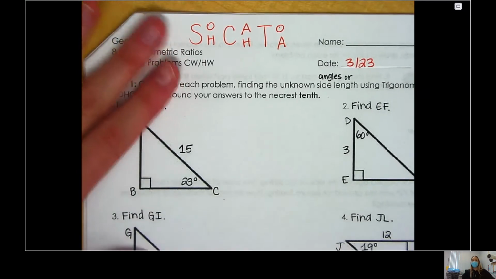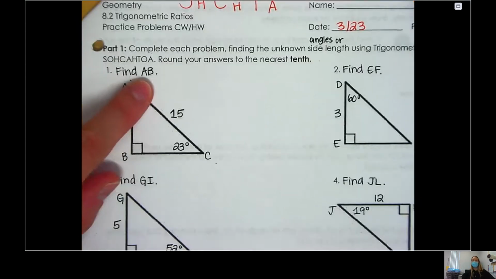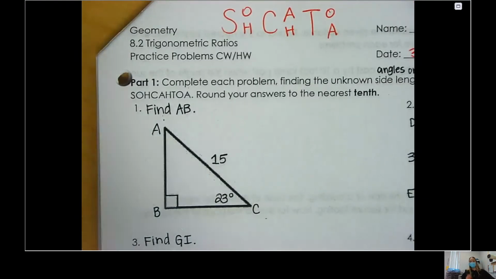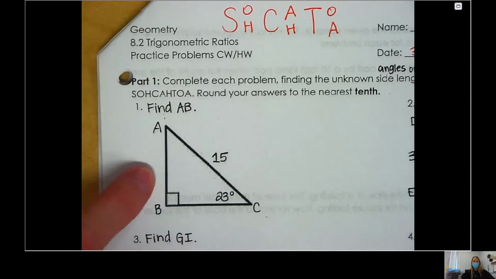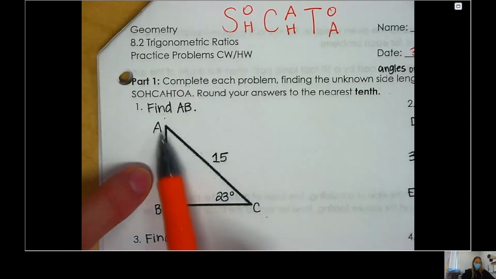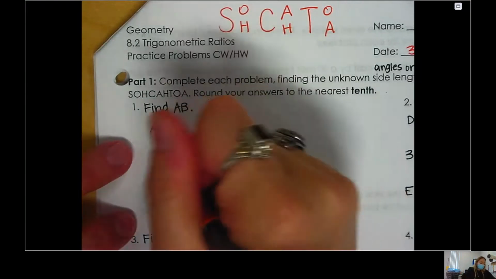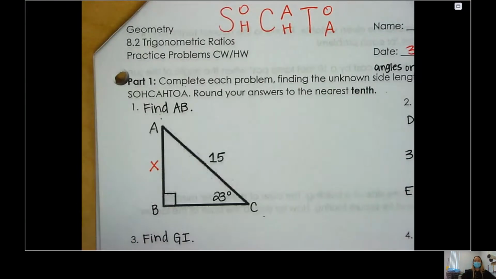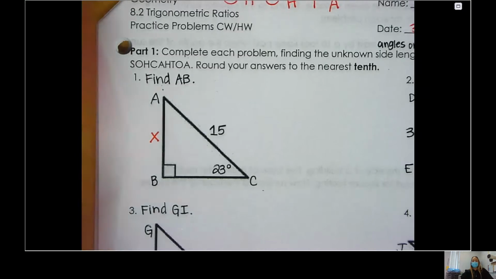Okay. So in numbers 1 through 5, I'm asking you to find a side length, AB. So in number 1, it says find AB. So I'm going to come over to my picture, and I'm going to label AB as the side I'm trying to find. So I'm going to put an X there because that's what I'm going to try to solve for. Okay, so as soon as you're trying to figure something out, put an X there so you can figure out what it is.